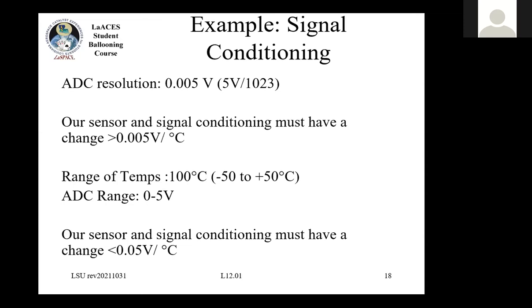Yes, I have a question. How do you calculate the last number? Like the maximum? Oh, that's simply that. So I have 5 volts span in the ADC, and my temperature span is 100. So it's just 5 divided by 100.